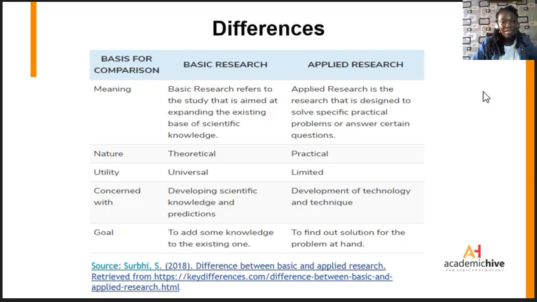You also have to look at the nature of the research. So basic research is purely theoretical, while applied research is very practical. How is basic research used? Basic research is used universally. You can make general conclusions about what you are investigating. Applied research has a limited usage, okay? You just use it for that problem or for that organization that is experiencing that problem.